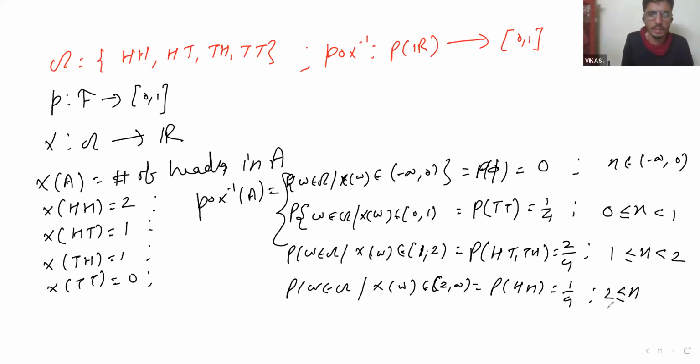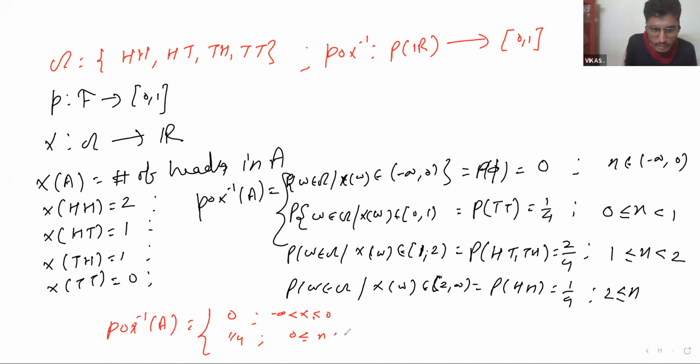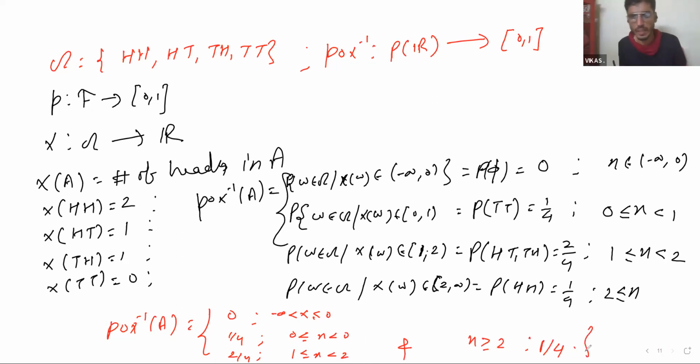So this is the probability mass function. Let me write it clearly. The probability of X inverse of A is 0 when x is less than 0, minus infinity to 0, and 1 by 4 for x in 0 to 1, and 2 by 4, that is 1 by 2, for x in 1 to 2, that is quite reasonable, and if x is greater than or equal to 2, the probability is 1 by 4. That's just a function I'm defining.